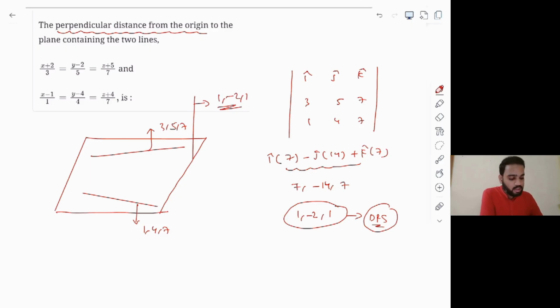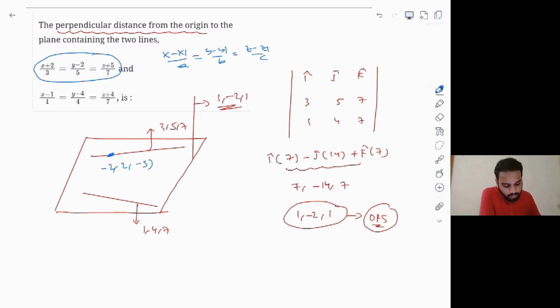And then what is the next thing that I told you to do? Here, look at the line, any one of the lines. So let's take the first line here. So by looking at the first line, what is our basic formula actually? x minus x1 divided by a, y minus y1 divided by b, z minus z1 divided by c, right? So on comparing, what is the point x1 comma y1 comma z1 on this line, which is clearly minus 2 comma 2 comma minus 5. So let me take this as point A. What is the logic here?